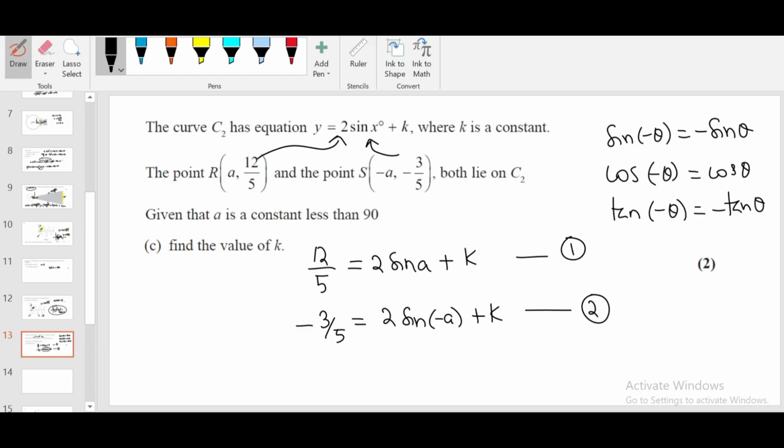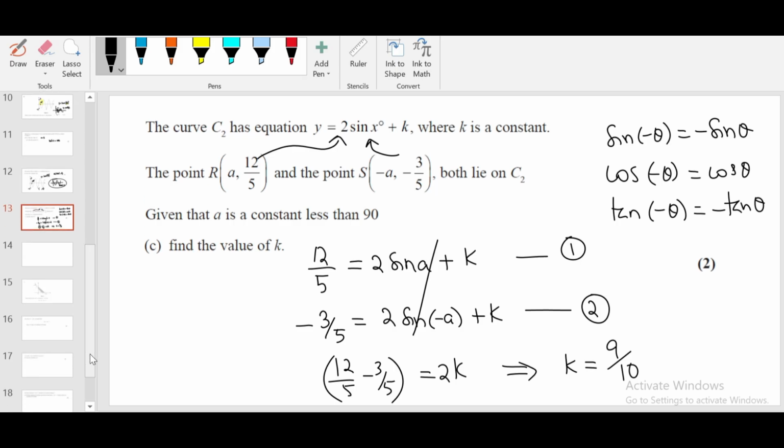So when you add these 2 equations, these 2 will be cancelled. You'll get 12 over 5 minus 3 over 5 is equal to 2k, which is basically 9 over 5. So k is equal to 9 over 5 divided by 2, 9 over 10. That's the easiest way to find the value of k. So that's all. Let's move on to the next question now.